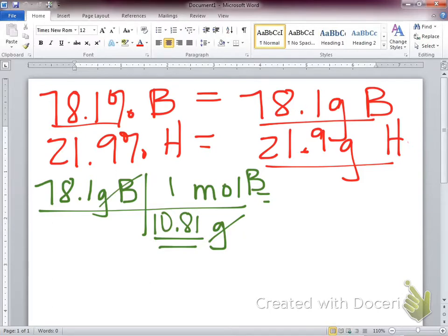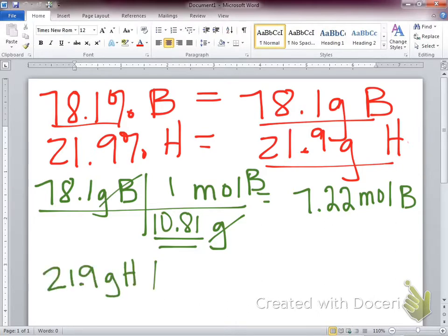So 78.1 divided by 10.81. Got our moles of boron, which is 7.22. So if we work with 78.1 grams, that means we have 7.22 moles of boron. Now we want to convert to moles of hydrogen. So we're going to take 21.9 grams of hydrogen, and we want to convert it to moles.